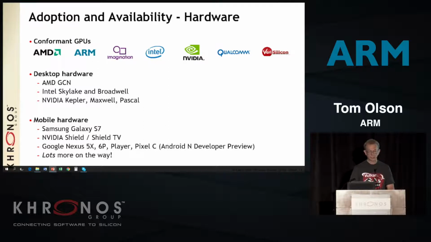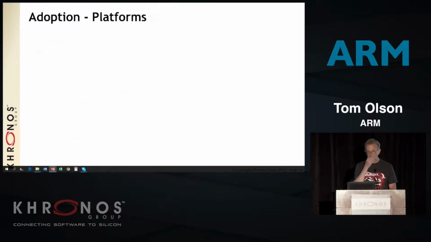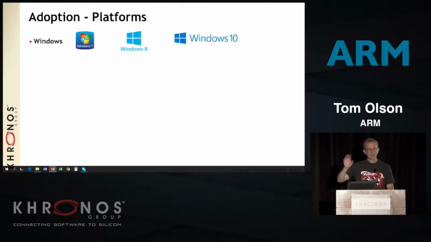But Galaxy S7 and NVIDIA Shield TV support Vulkan under Android M. And Google, of course, has announced that Android N will support Vulkan. So if you are a developer and you have access to the developer preview, a couple Nexus devices and the Pixel C have drivers in the current developer preview build. Of course, Android N will go live in the not too distant future, and at that point, you will see Vulkan drivers all over the place. So that's exciting.